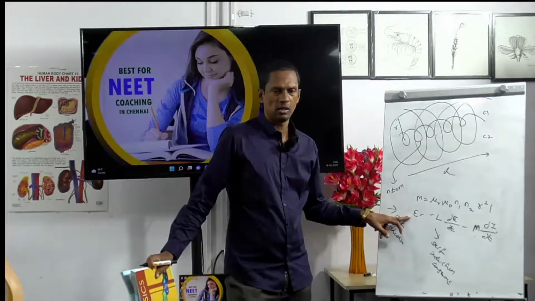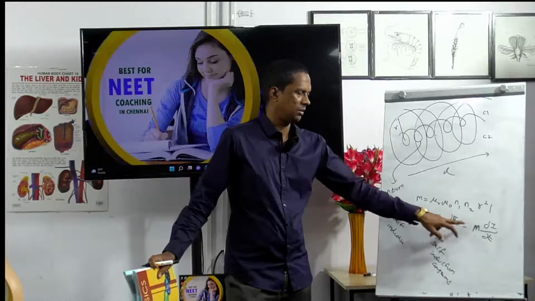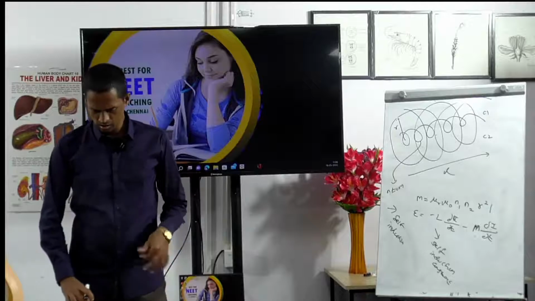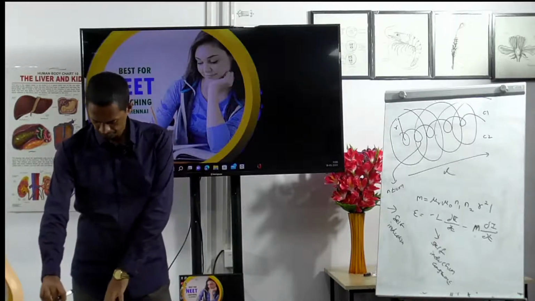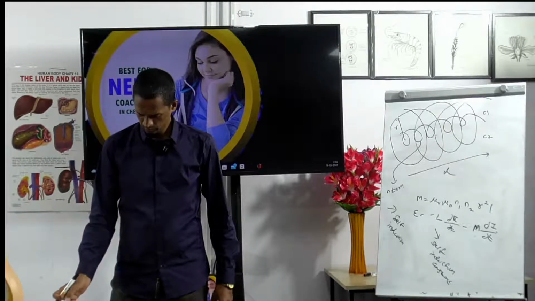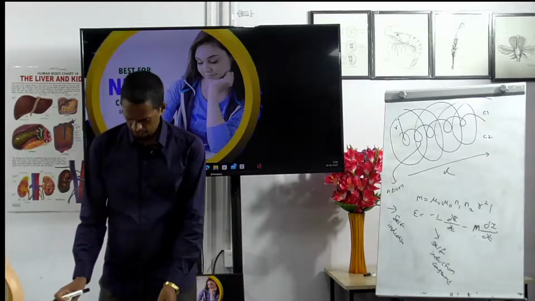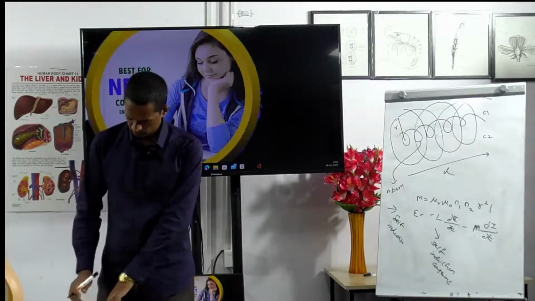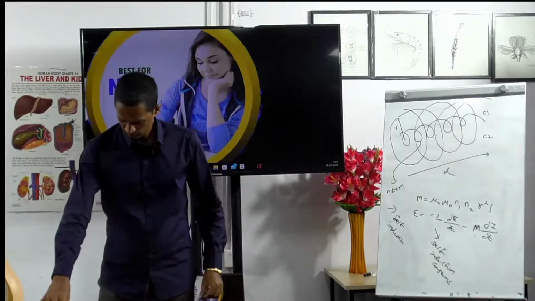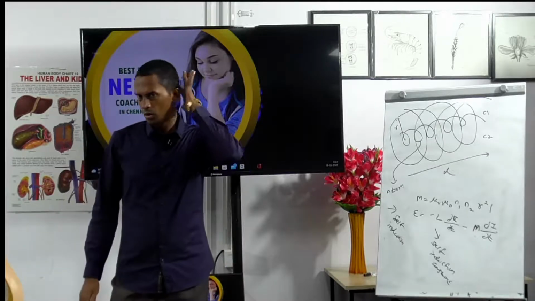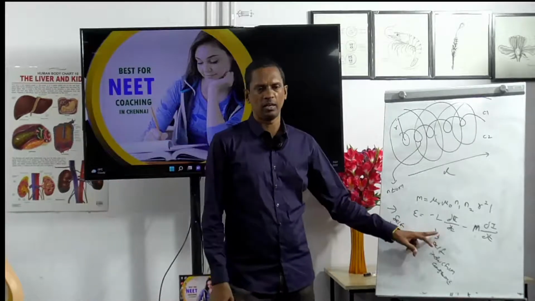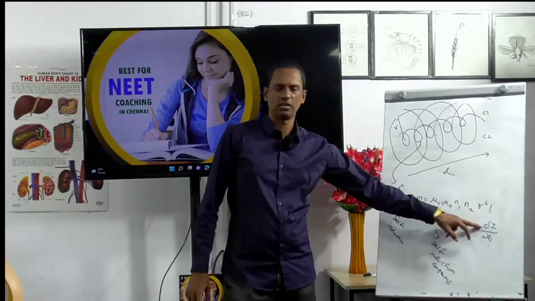Total EMF is equal to self induction times rate of change of current minus M dI/dt. Everywhere it is dI/dt, the rate of change of current with respect to time t.